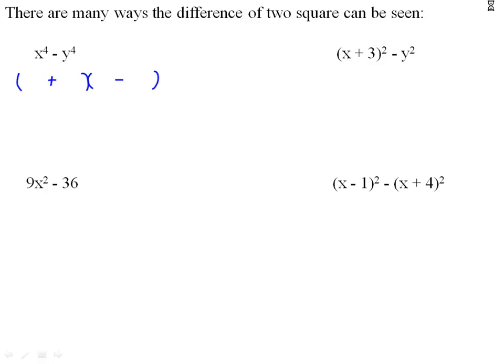Take the square roots. Square root of x to the fourth, you've already told me, is x squared. That goes in the front position of each group. Square root of y to the fourth is y squared. That goes in the second position of each group. Now let me give you another hint. If your problem starts with exponents higher than 3, more likely than not it's going to factor again. So don't stop. This right here will factor again.